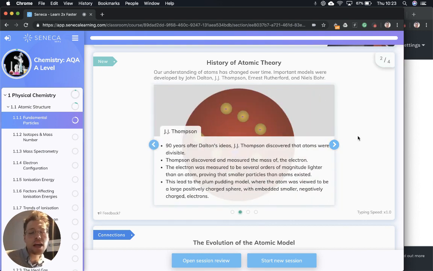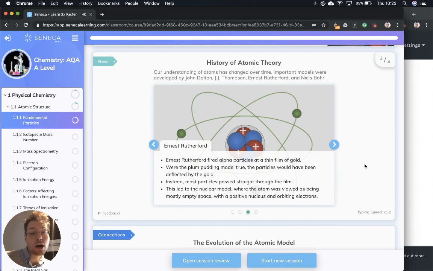Okay? Then, we're going to get a little bit more modern and talk about J.J. Thomson. And 90 years after Dalton's idea, J.J. discovered that atoms were divisible. Oh my gosh. So, he discovered and measured the mass of the electron. So that's what Thomson did. The electron was measured to be several orders of magnitude lighter than an atom, proving that smaller particles than atoms existed. This led to the plum pudding model, that's going to make me hungry, where the atom was viewed to be a largely positive sphere with embedded smaller negatively charged electrons.